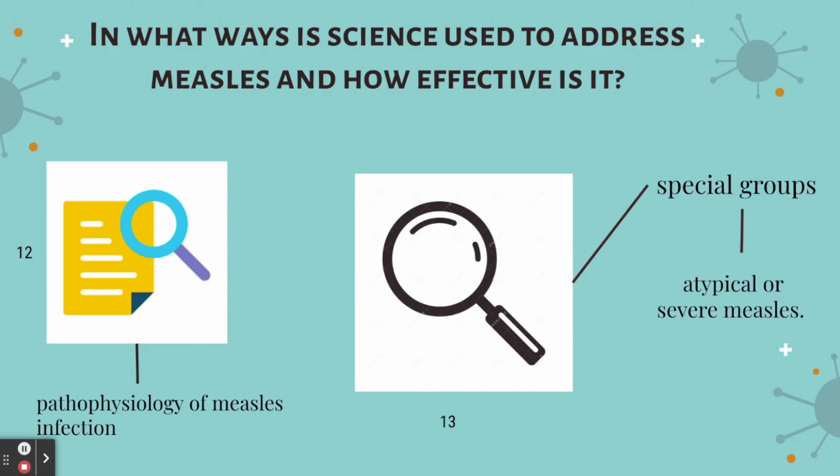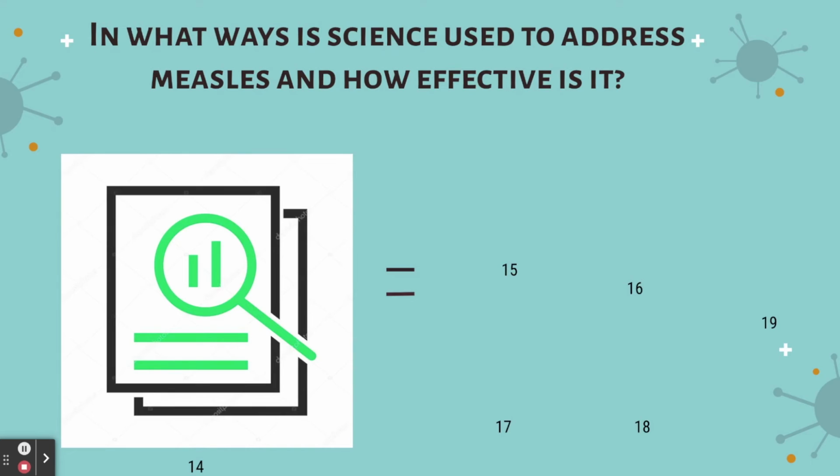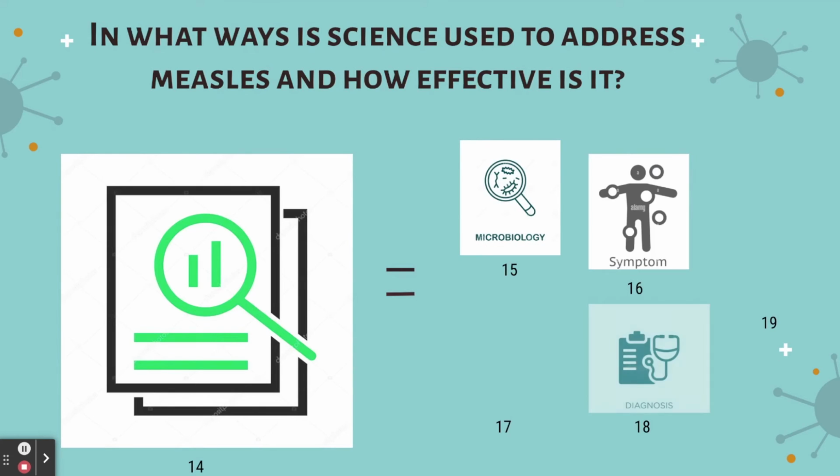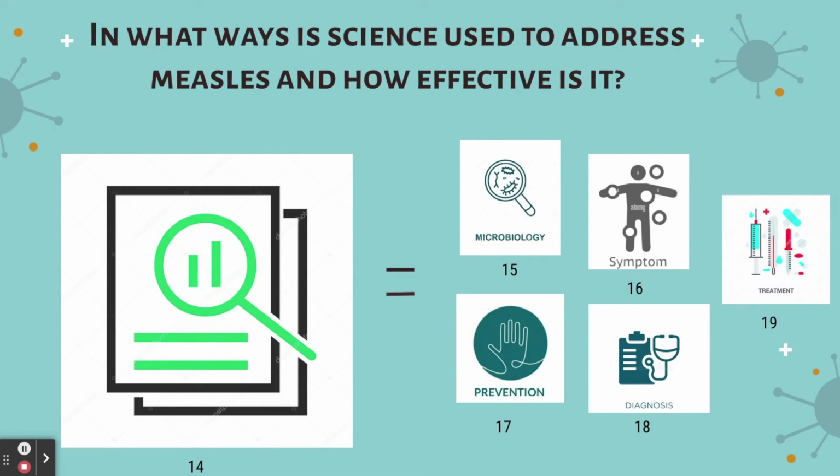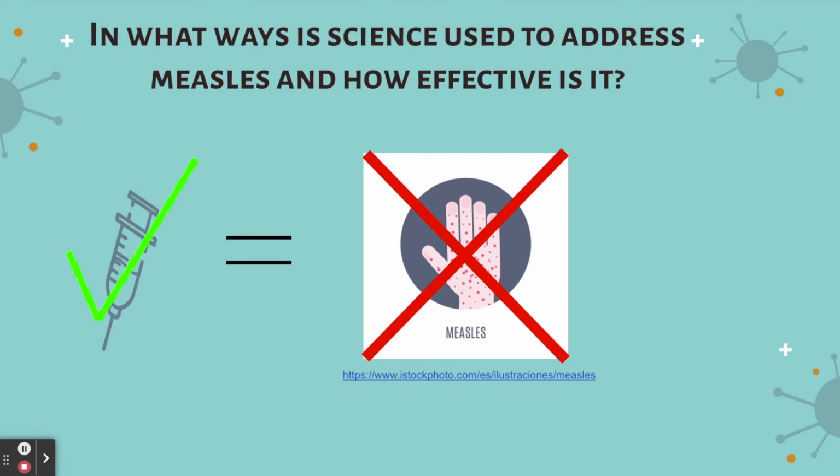They reviewed the pathophysiology of measles infection, focusing on mechanisms. They paid close attention to special groups that are more liable to atypical or severe measles. The overview of microbiology, symptoms, diagnosis, prevention, and treatment enhances and completes the review. The vaccine is very effective since it prevents measles disease by strengthening the immune system response by exposing the immune system to antigens, and the antigens teach the body's immune system to recognize and kill the disease.